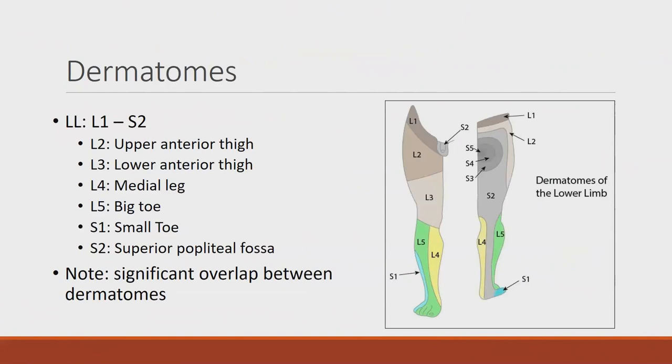So you've got L2 in your upper thigh, you've got L3 on your lower thigh, and then L4 is your medial leg, L5 is your great toe, S1 is your small toe, and then S2 is kind of like the superior part of your popliteal fossa, the back of your thigh. And then S3, S4, S5 is your butt. So if you really want to test those, you can, but I wouldn't recommend doing that in an OSCE.